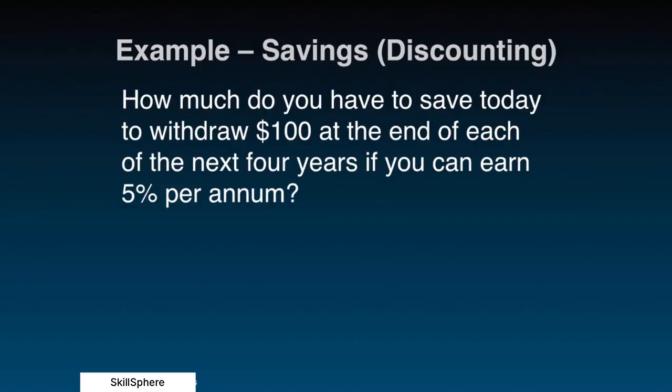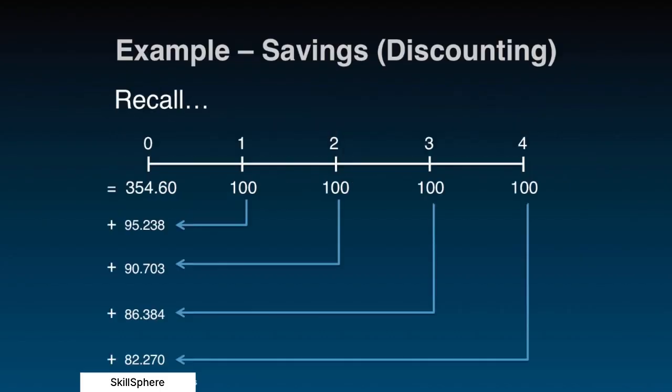Okay. So let's illustrate this by example. And I want to revisit an example we looked at in the past, in particular in our first lecture on discounting. So the question is, how much do you have to save today to withdraw $100 at the end of each of the next 4 years if you can earn 5% per annum? Well, recall, the first thing we do is we lay out a timeline. And here are our cash flows, right?